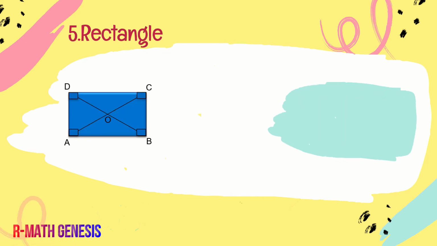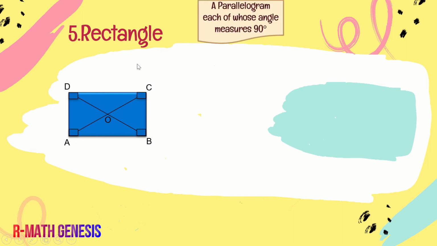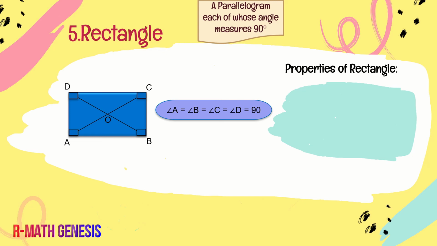Alright, next, rectangle. What's a rectangle? A parallelogram, each of whose angle measure is 90 degrees. If you see here, angle A, angle B, angle C and angle D are all equal to 90 degrees. If all the angles are 90 degrees, then it is called a rectangle. So angle A equals angle B equals angle C equals angle D, each 90 degrees.